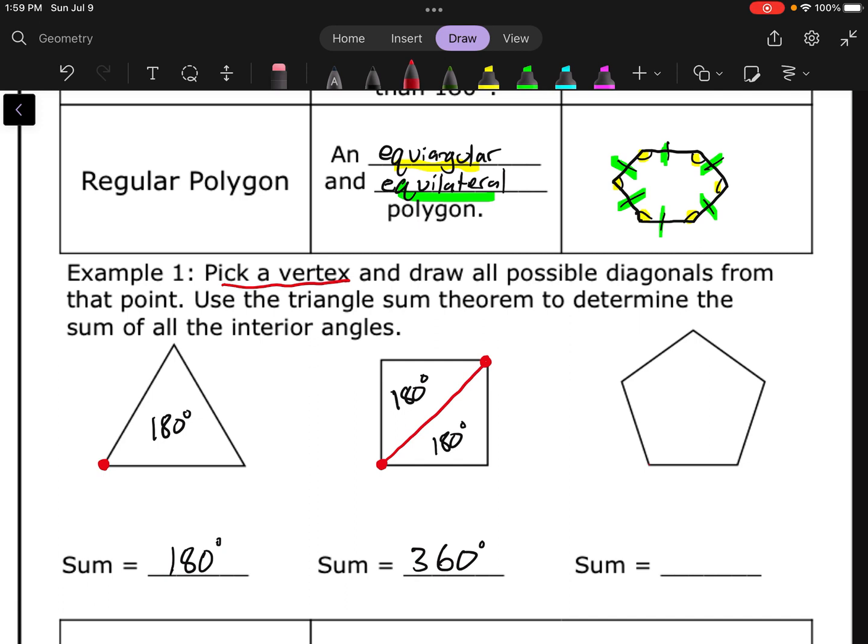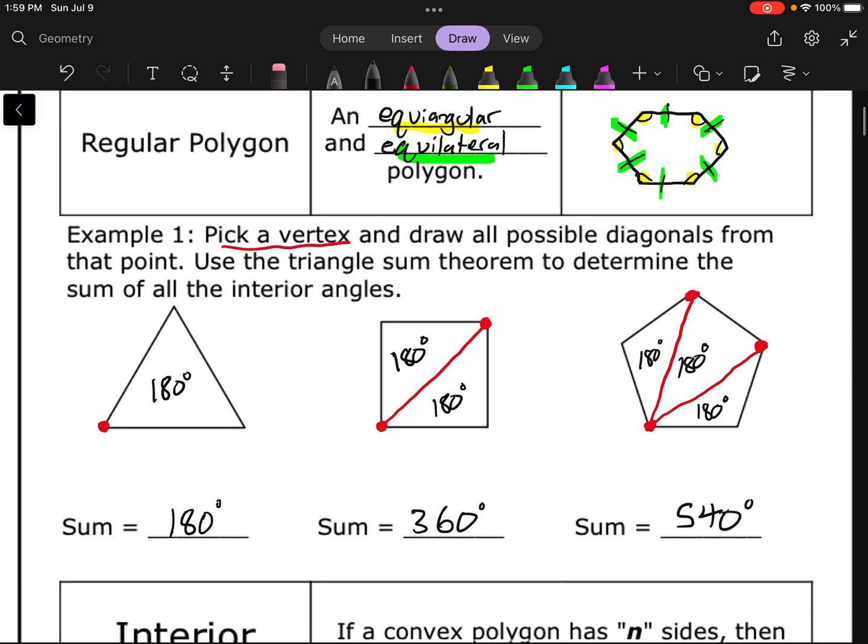And then moving on to the pentagon, if we do the same thing here, I could actually draw a diagonal going this way. And I could draw another diagonal to this other vertex. So by doing that, it creates 3 triangles, each triangle having 180 degrees, which would give us a sum of 540. So what is that going to tell us here?